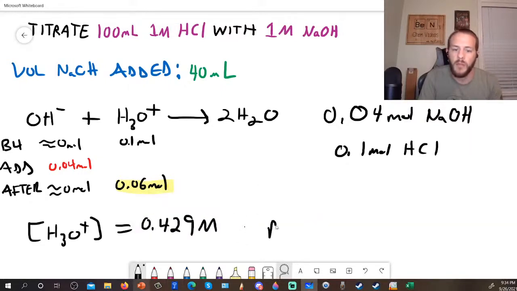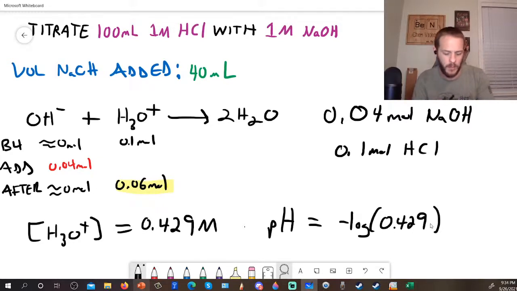And then the pH, of course, is going to be the negative log of the hydronium ion concentration, negative log of 0.429 molar. Gonna calculate that real quick. Negative log of 0.429. And I got a value of 0.368.